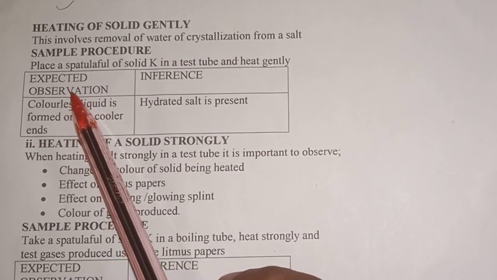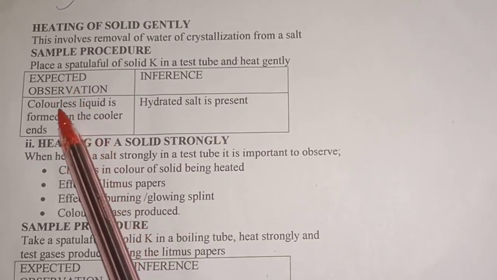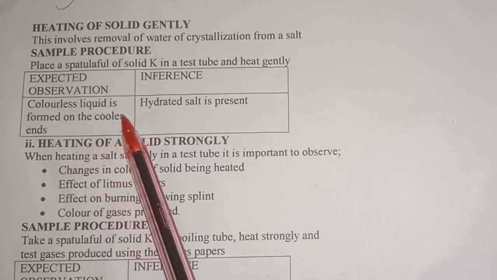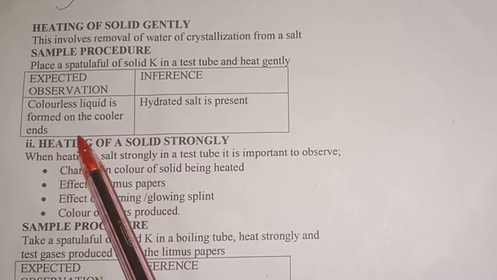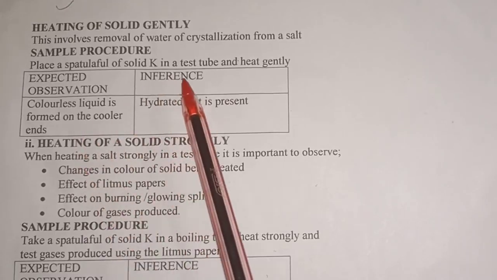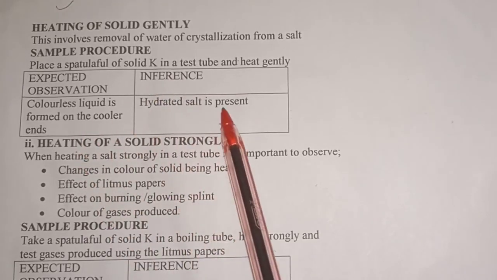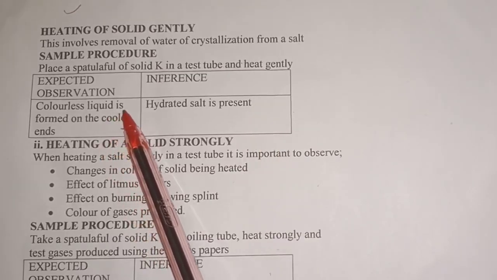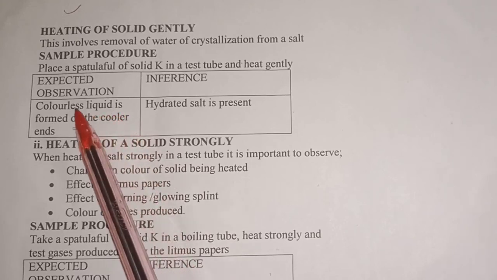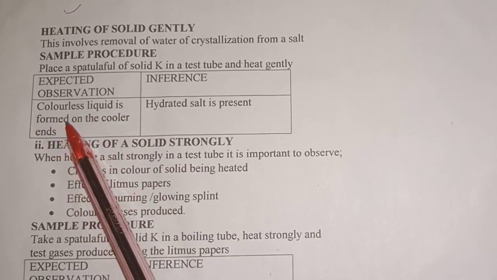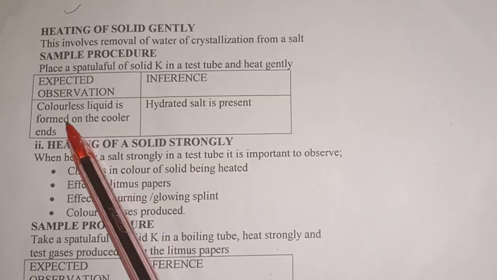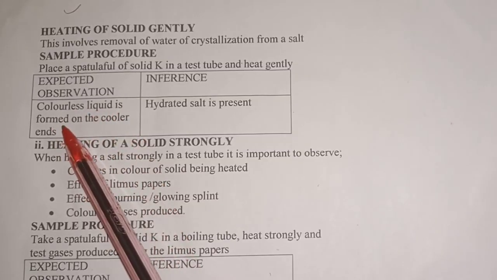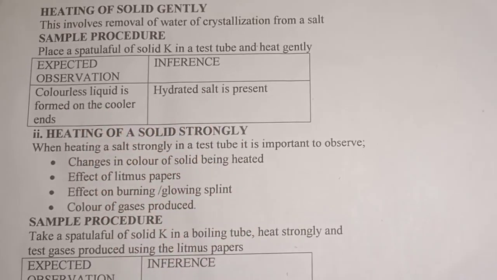Now, what is the expected observation? The expected observation will be a colorless liquid is formed on the cooler part of the test tube or the boiling tube. The inference or conclusion becomes hydrated salt present. Usually, we reject when the candidate writes a colorless liquid condenses. Remember, a liquid does not condense. So the correct observation here should be colorless liquid forms on the cooler part of the test tube.